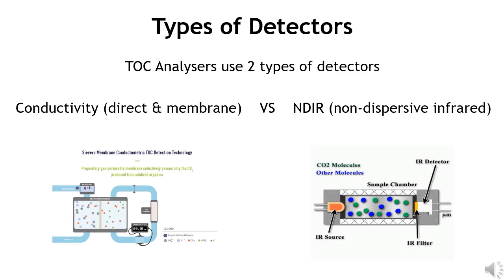NDIR detectors are more popular due to their stability, whereas conductivity detectors have interference issues from other gases, such as chlorine dioxide, sulfur dioxide, and other noxious gases.